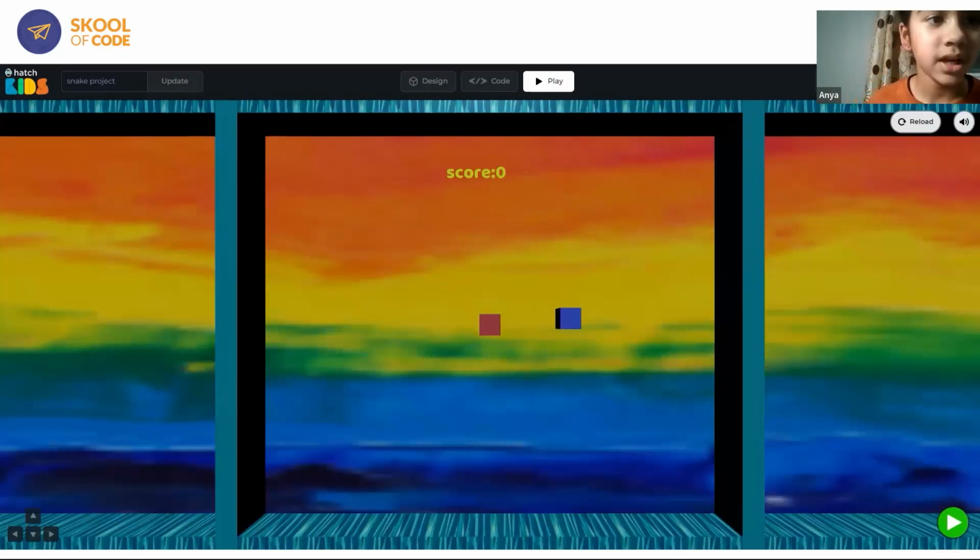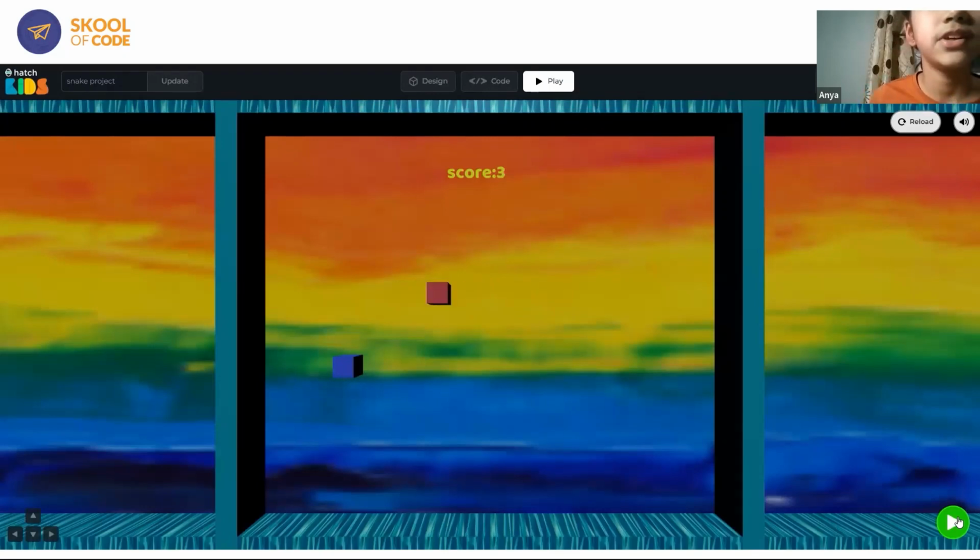The project I'm going to show you today is Snake Project. What happens is when you press play, you press your arrow keys and the snake starts moving. The snake is the pink one, and you're trying to get the food, which is the blue box.